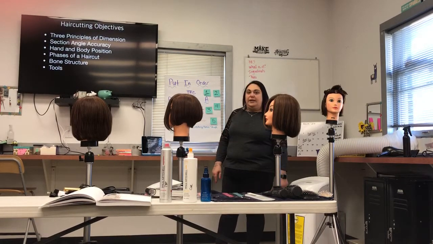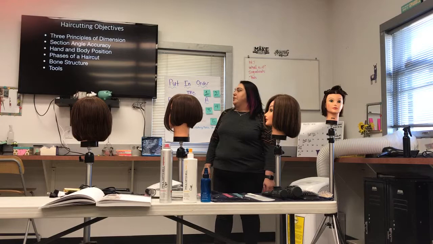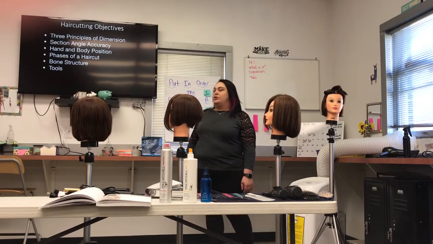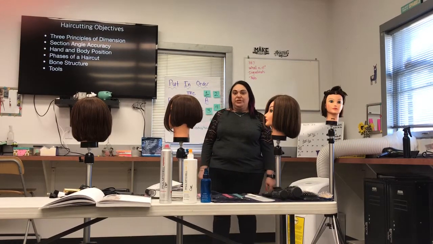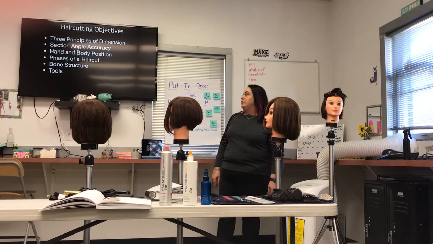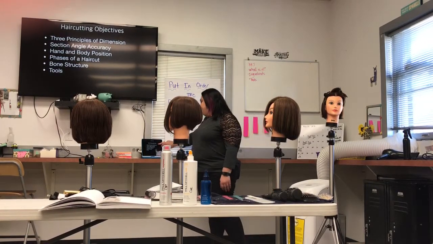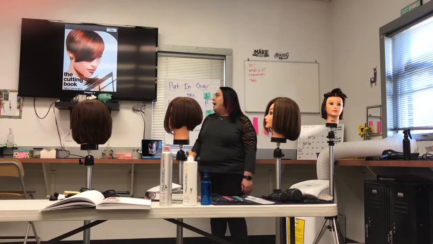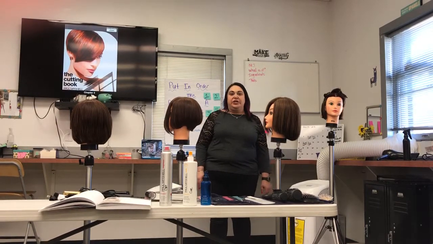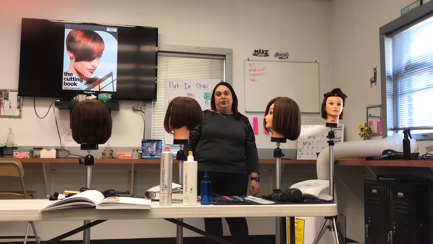So there's 6 haircutting objectives. There's the principles of dimension, section angle accuracy, hand and body position, phases of a haircut, bone structure, and tools. And you're able to find all this information in your cutting book on chapter 3.